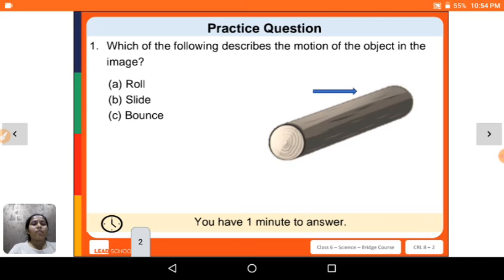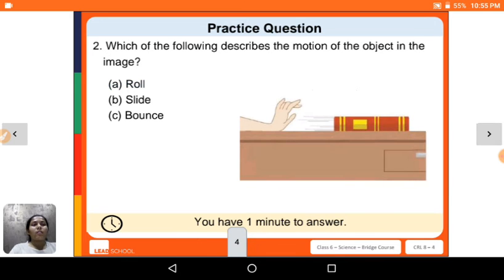Which of the following describes the motion of the object in the image? In here there is an image. So which motion is described in this? Basically we can say that round objects roll, flat objects slide, and some objects bounce. So here it is a round object, so we can say that it is rolling. So the answer is roll.